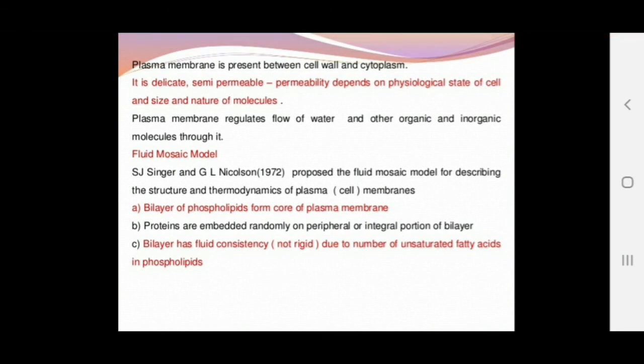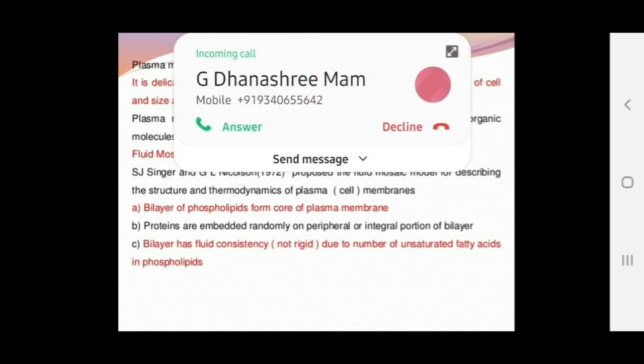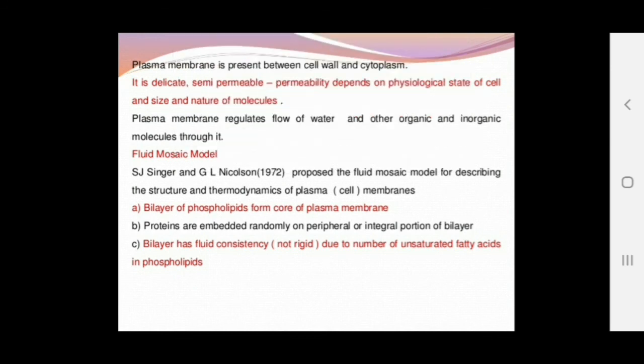Now, why do they have the semi-permeable nature? Now, we are going to understand this in this particular topic. The fluid mosaic model was proposed by Singer and Nicholson in 1972. They proposed the fluid mosaic model for describing the structure and thermodynamics of the plasma membrane. Means they proposed a model which was later called the fluid mosaic model for describing the structure and thermodynamics of the plasma membrane.